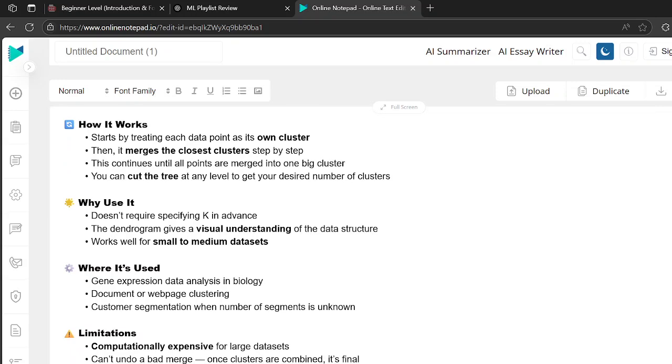And where is it used? It is used in gene expression data analysis in biology. It is used in document or web page clustering. It is also used in customer segmentation when the number of segments is unknown.